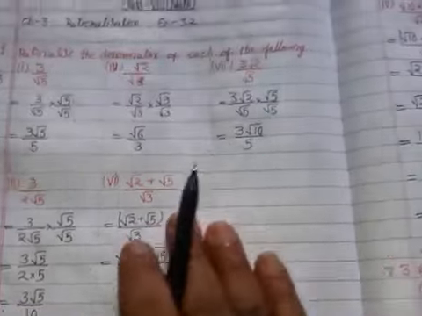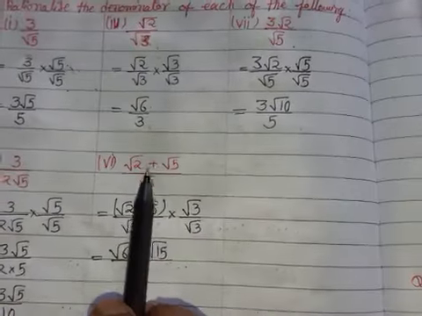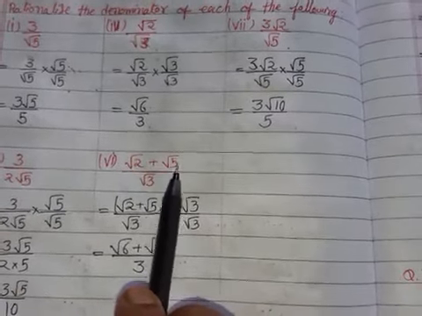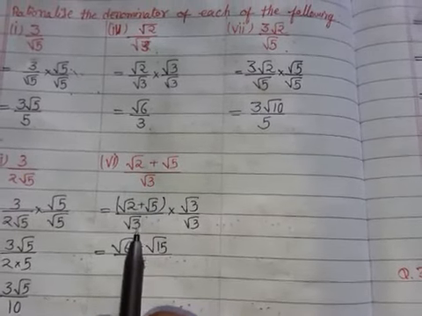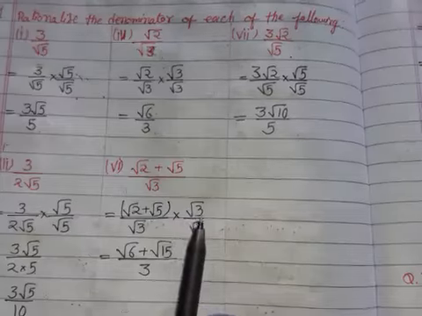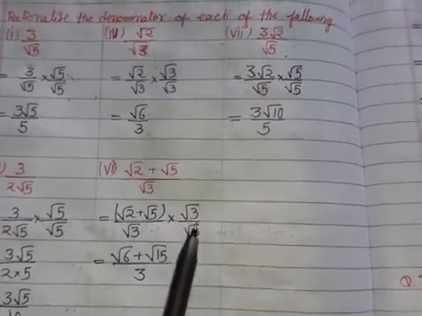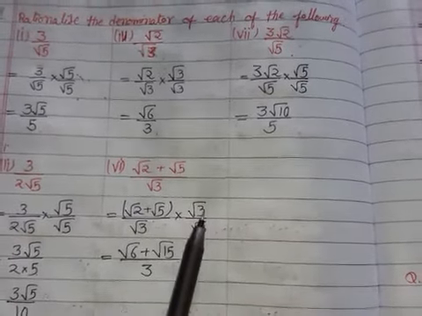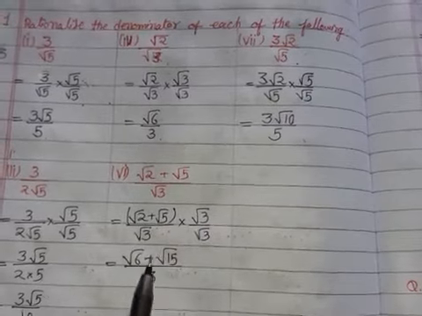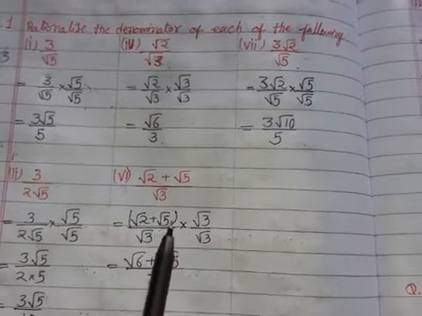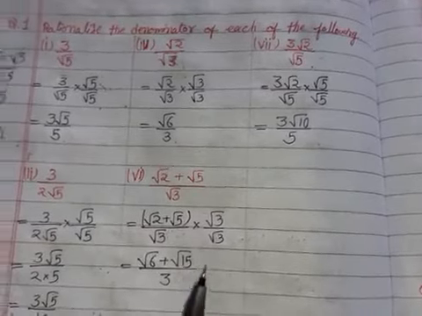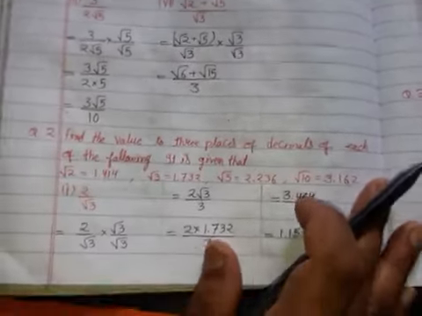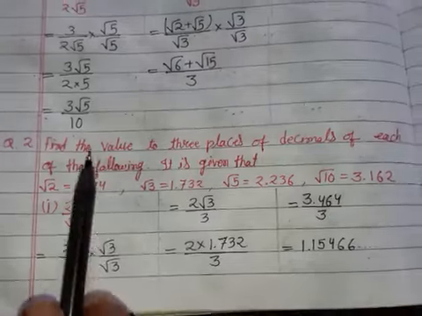Now question number 6, root 2 plus root 5 by root 3. Here the denominator is root 3, so we multiply by root 3 by root 3. Root 3 into root 2 is root 6 plus root 3 into root 5 is root 15, and the denominator root 3 into root 3 is 3.